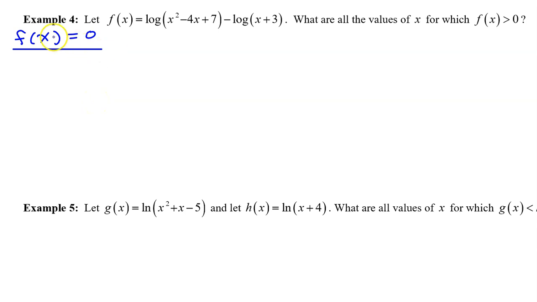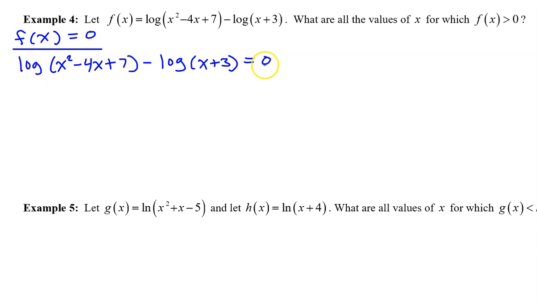Let's start by finding where f of x will equal 0. That means finding where all of this is equal to 0. Let's solve by adding the log of x plus 3 to both sides. In other words, let's move this expression over there. Once you have two logs equal to each other, you can solve by setting the arguments, or the inside part, equal to each other.